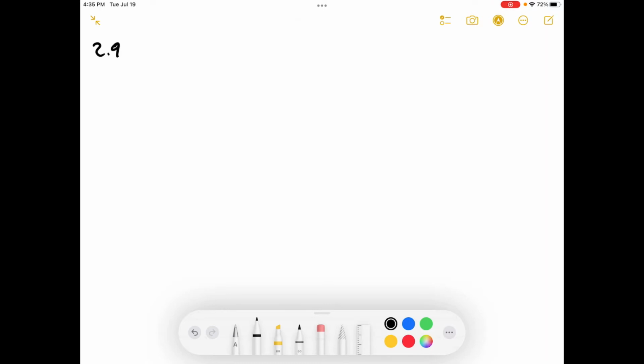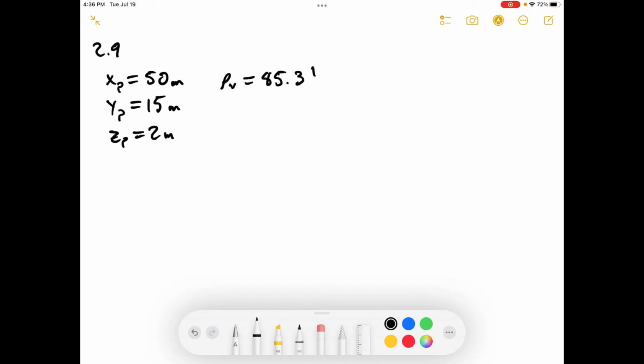Okay, so let's start writing down what we know from the problem. We know that the pond has a length of 50 meters. We know that it has a width of 15 meters, and it has a height of about 2 meters. We know that the waste density is about 85.3 pounds mass per feet cubed.